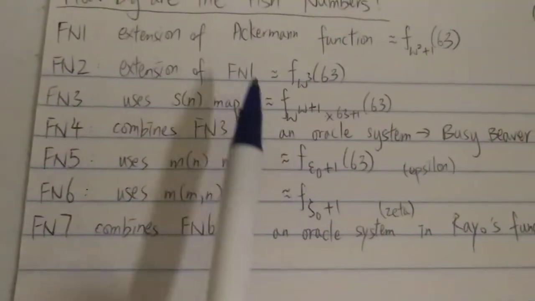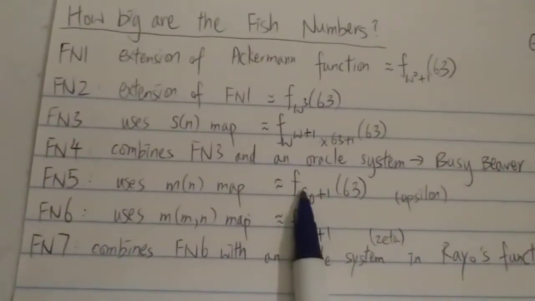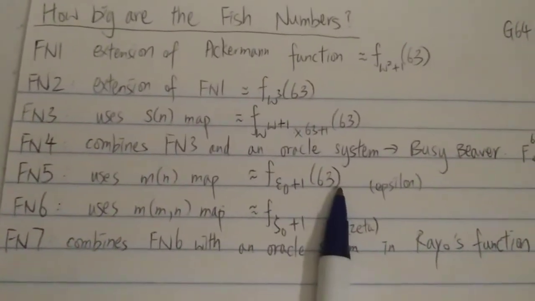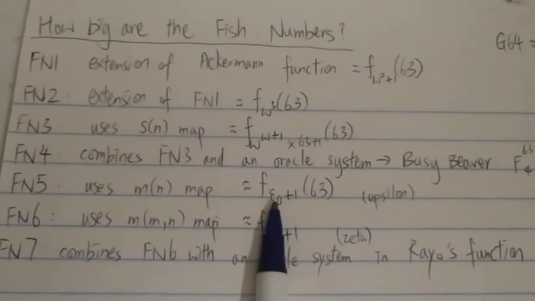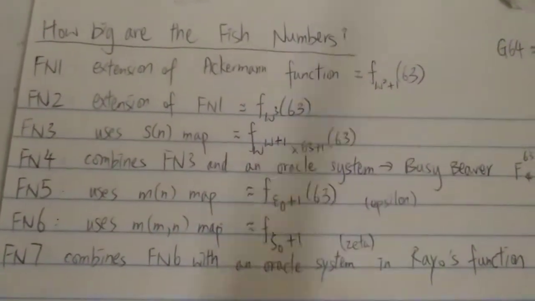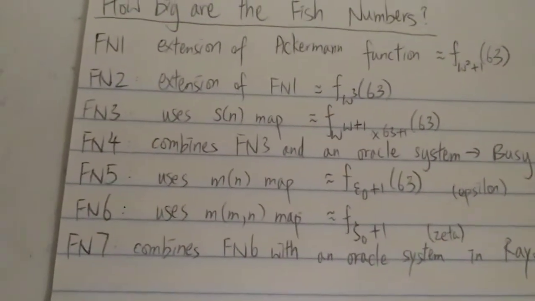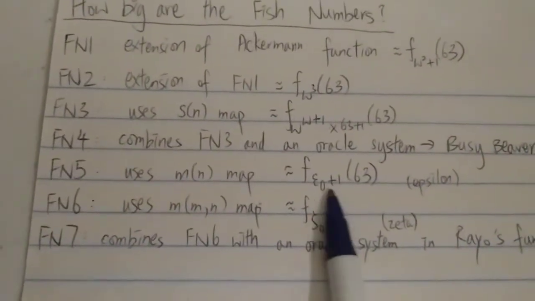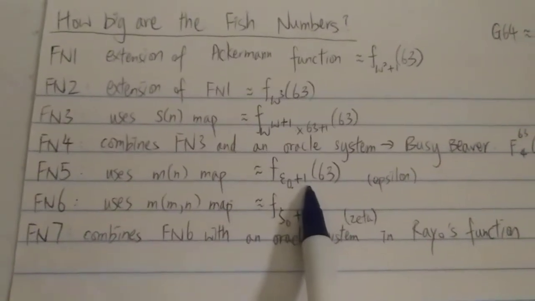the MN map, which is stronger than the SN map. And its size is around f of epsilon naught plus 163. So epsilon is a more powerful ordinal than the omega, even more powerful than omega to the omega to the omega. So therefore, fish number 5 is much bigger than fish number 3. This is around the same growth rate as the Goodstein sequence.